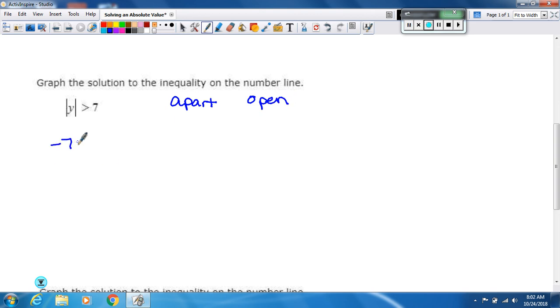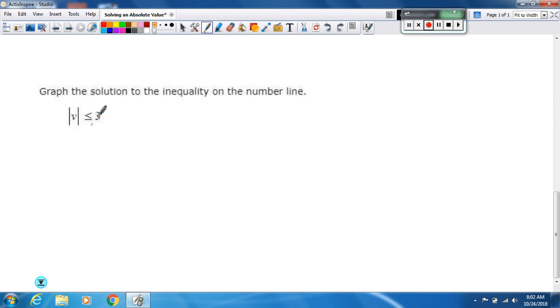So -7 equals y. When you put the negative out front, that lets you get rid of the absolute value symbol. So we're talking about -7 and +7 with open circles, and the graphs are apart. So it looks like this. The next one is less than, so it's together. And it's underlined, so it is a closed circle when you graph it.